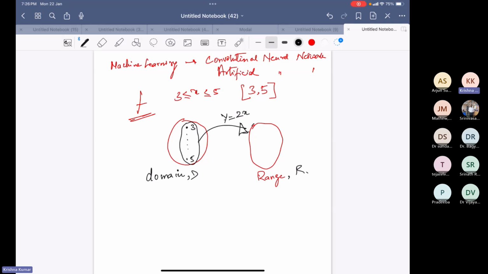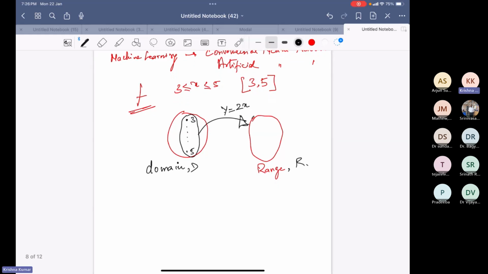Okay, so here, since it is 2x, I'm going to have values varying from 6 to 10. So this is the range. The range of this function, which I have defined to operate between 3 and 5, is between 6 and 10. Is that clear? Any questions?